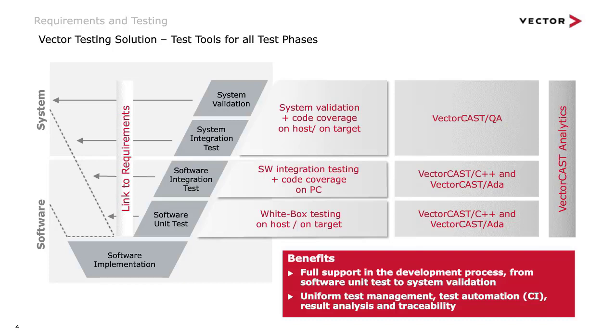It's just the size of the cycle will be different. So as you go up on the testing side of the V model, you can see that we start off with software unit test. And for that, the product that's applicable is either VectorCAST C++ or VectorCAST Ada, depending on the language that you're using. C and C++ are both for the C++ product.